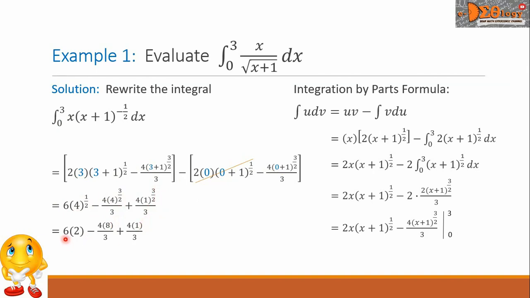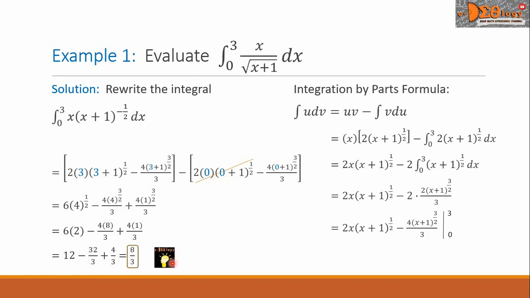Now, this 6 times 2 is 12. The 4 times 8 is 32. 4 times 1 is 4. Simplifying 12 minus 32 over 3 plus 4 over 3 equals 8 over 3. This is the final answer.